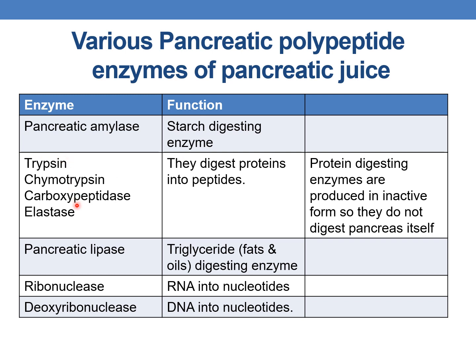These are the active forms. The inactive form of trypsin is trypsinogen. So every enzyme has an inactive form and they are produced in inactive form only. And their function is to digest the proteins into peptides.